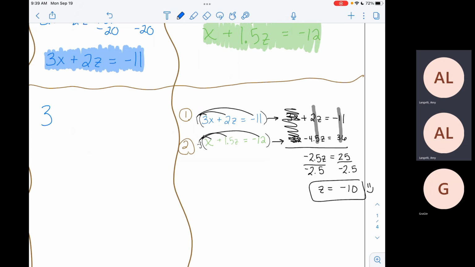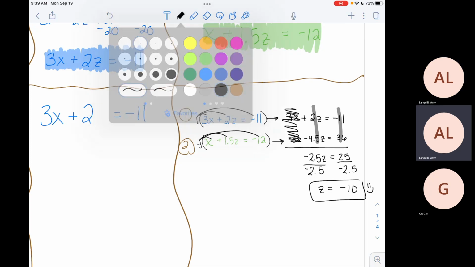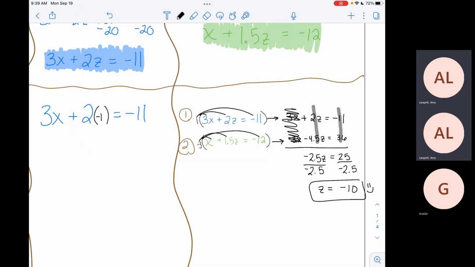So everybody see that blue equation? See how it was 3x plus 2z equals -11? I'm going to erase the z and plug in what? -10. So that's 3x. What's next? Equals. Okay. Now what?